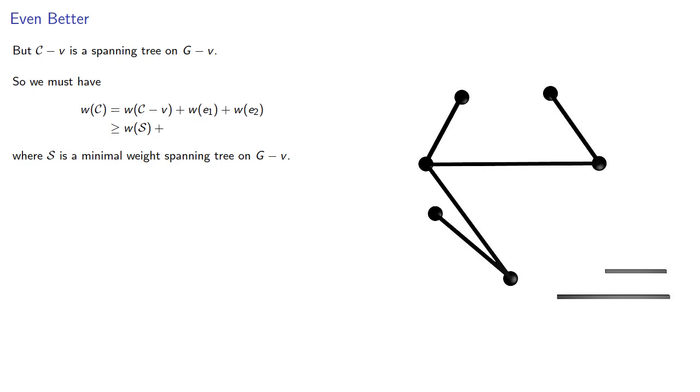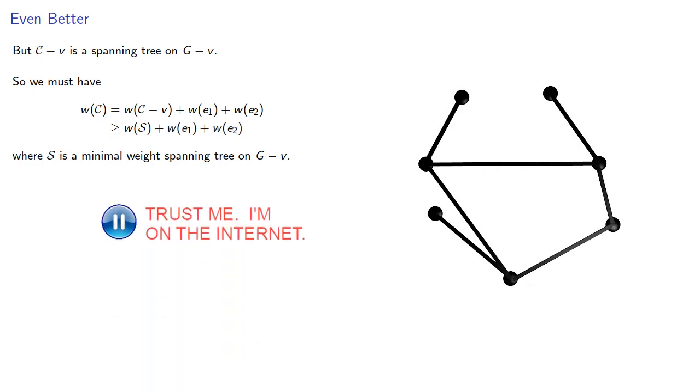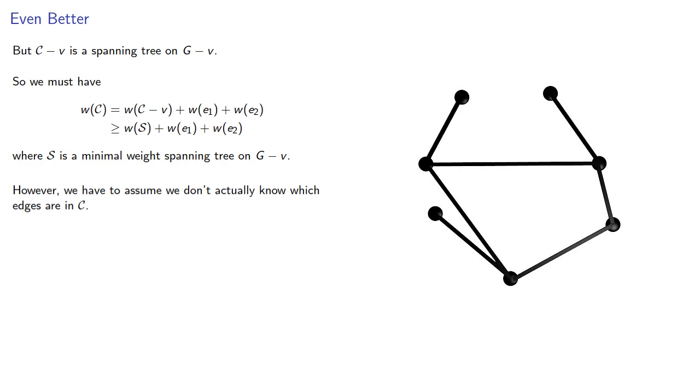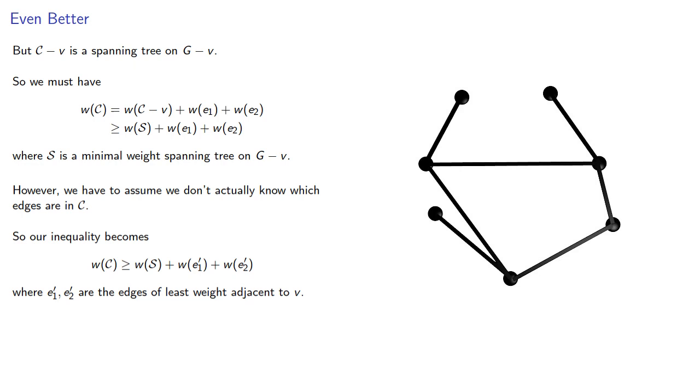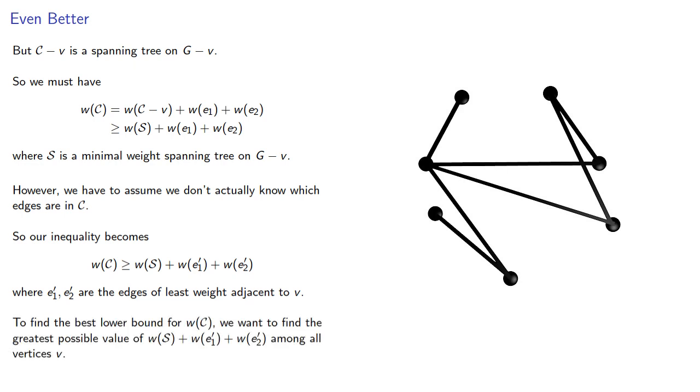And now we can restore the vertex and the edges we've removed. The problem with using this inequality is we have to assume we don't actually know which edges are in our Hamilton circuit. So our inequality can be rewritten as where E1 prime and E2 prime are the edges of least weight adjacent to V. In other words, we've replaced our actual edges with edges of lower weight to maintain our inequality. And so to find the best lower bound for the weight of the Hamilton circuit, we want to find the greatest possible value among all vertices V.